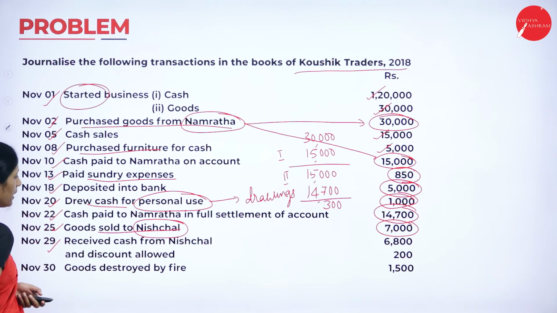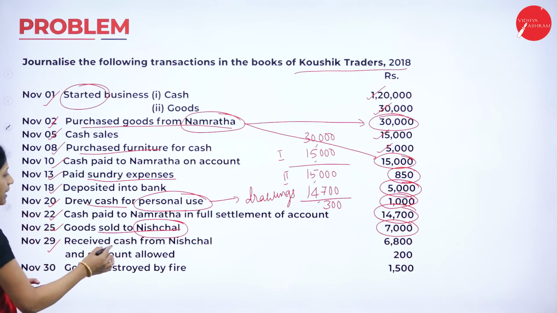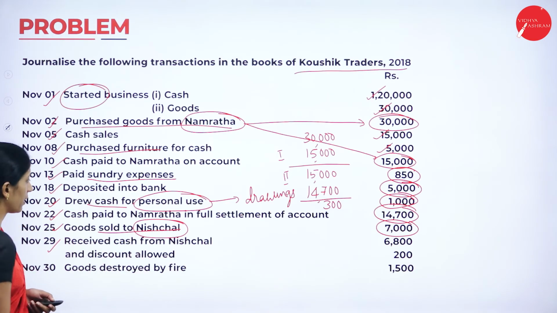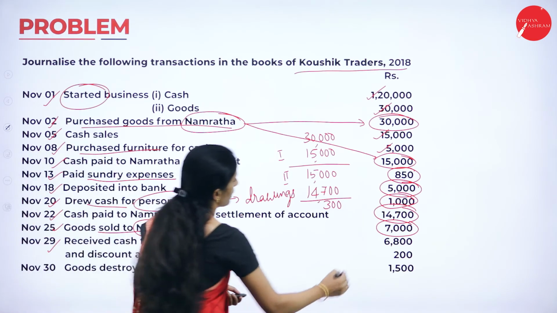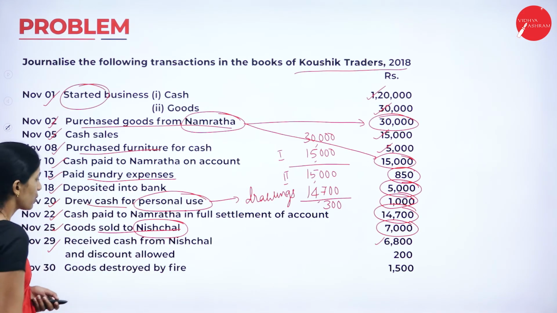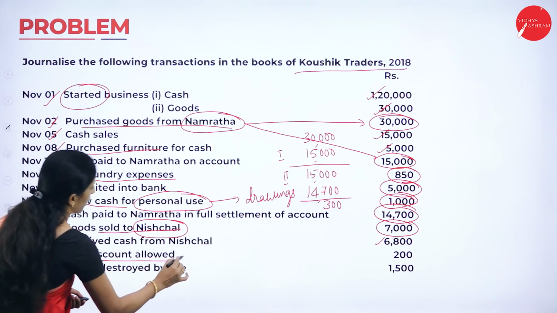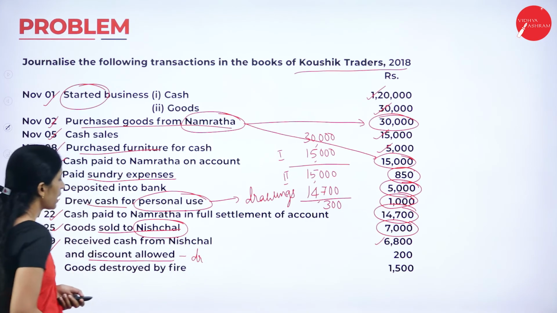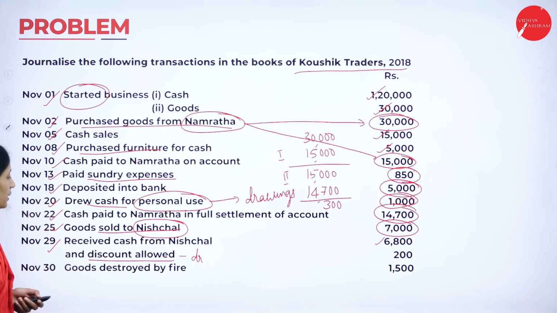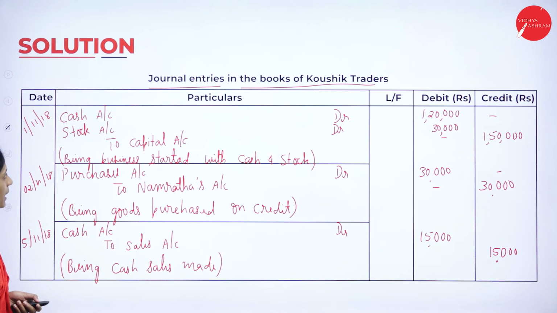We have 29th. Received cash from Nischal and discount allowed, that is 6,800 and 200. So cash received from Nischal is 6,800. Discount allowed is 200. As I've already told you, discount allowed we have to debit. So cash account debit, discount allowed account debit to Nischal's account. That is 29th.